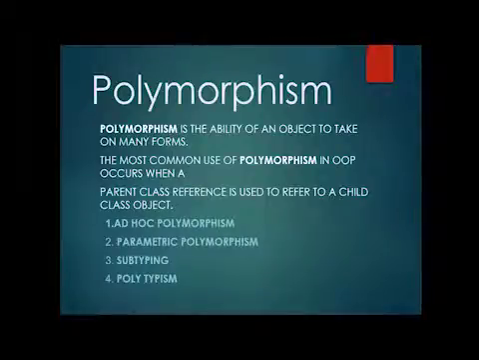Polymorphism. Polymorphism is an ability of an object to take on many forms. The most common use of polymorphism occurs when a parent class reference is used to refer to a child object. There are many types of polymorphism: ad hoc polymorphism, parametric polymorphism, subtyping, polytyping.